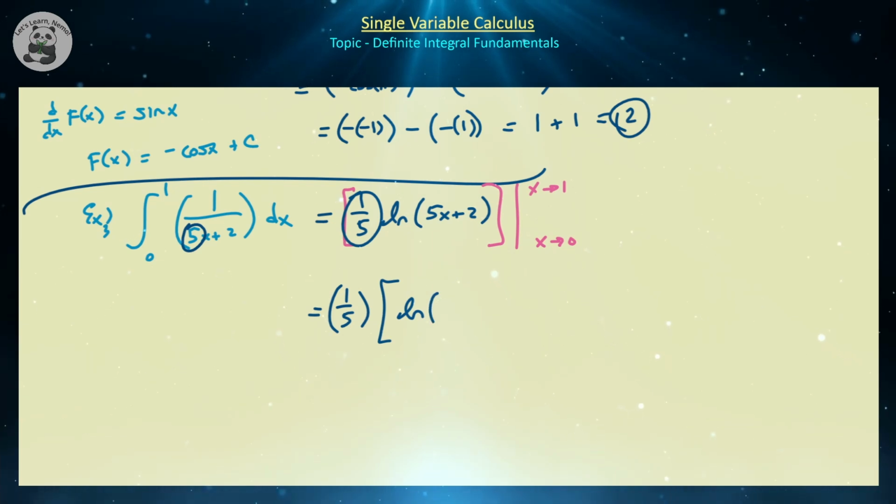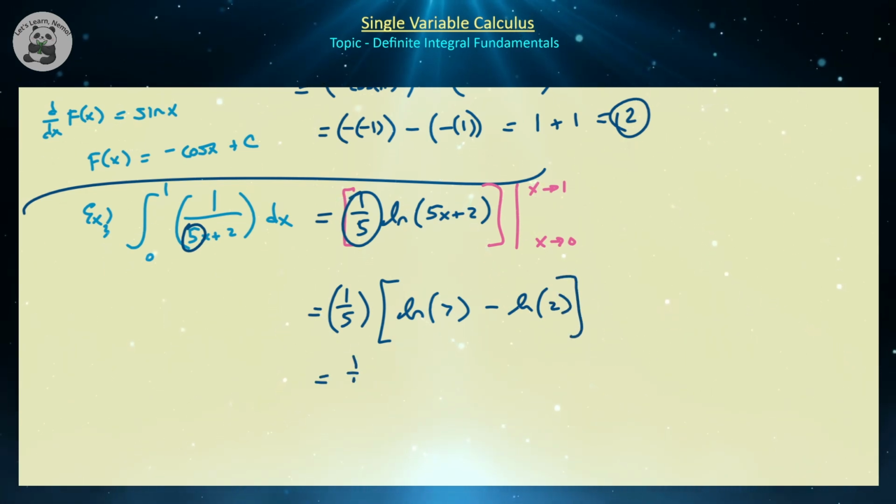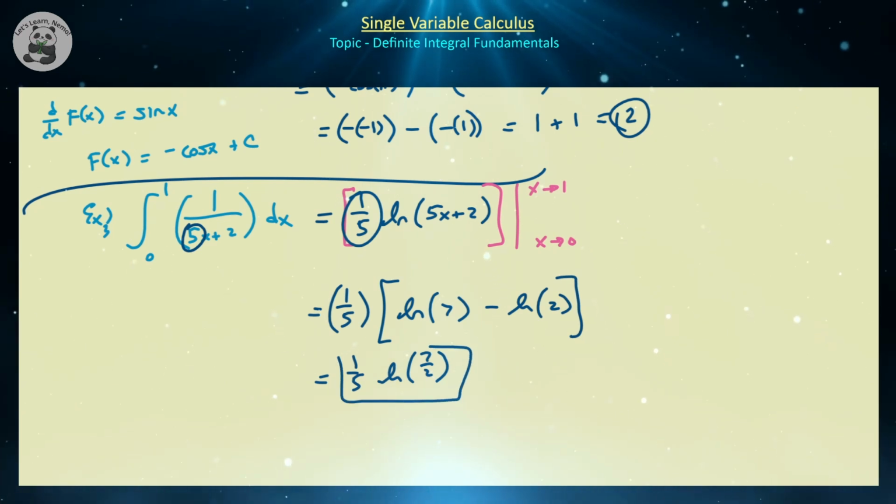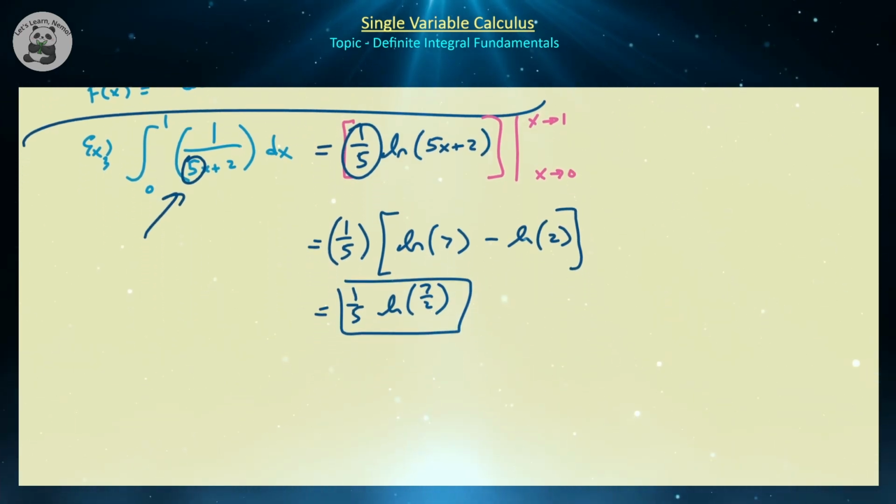And then we're going to have the natural log of 5 times 1, which is 5, plus 2 is 7. And then minus the natural log of 5 times 0, which is 0, plus 2 is 2. So we're going to have 1/5 times the natural log of 7/2 as our answer. And that's the area underneath this particular friendly little curve.